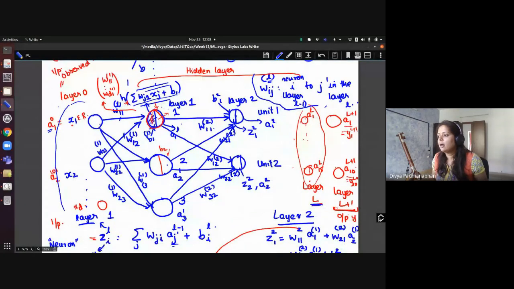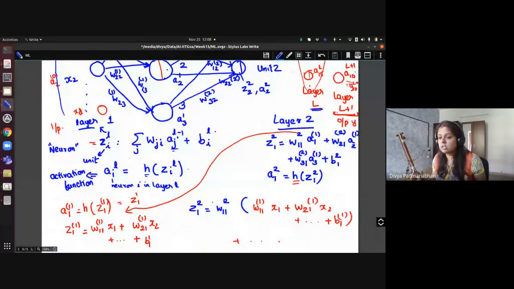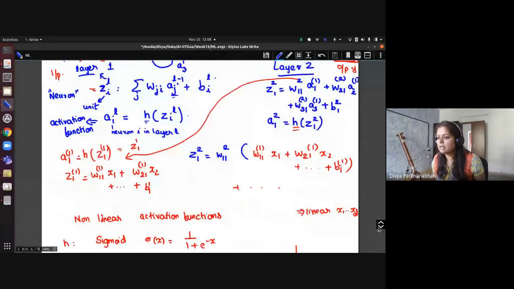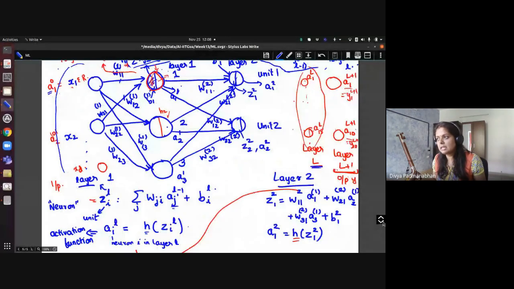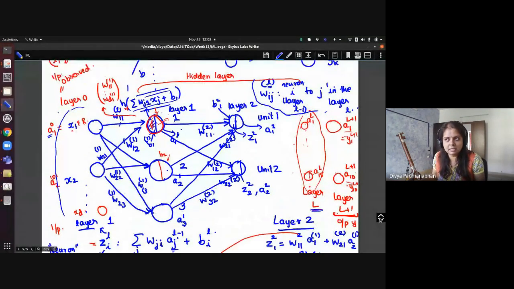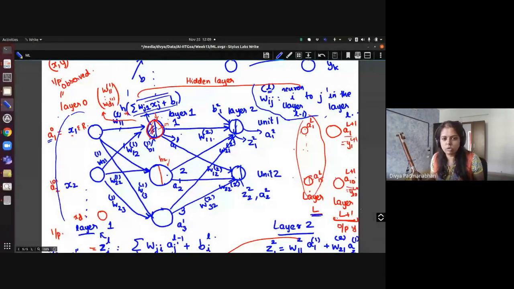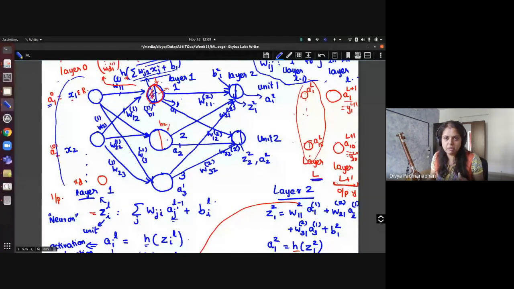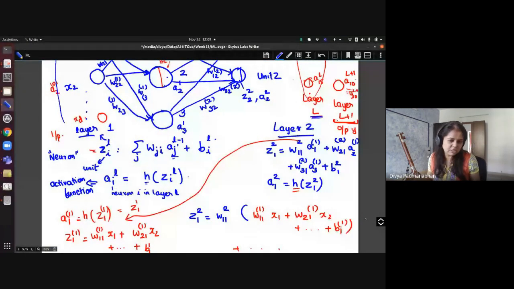All right, so these were the various components. Besides the W's, there are these B terms, which are called the bias terms, like what we had in the perceptron. And the ultimate goal is to learn these W's and the B's so that it fits your training data well.